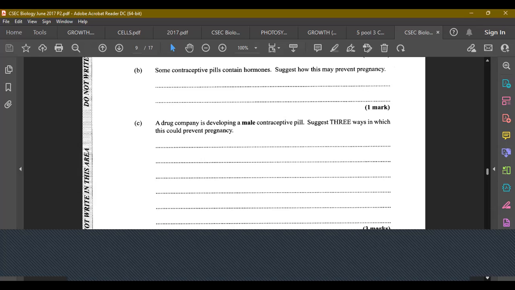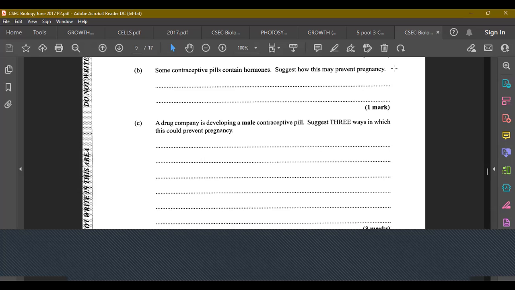All right, so a drug company is developing male contraceptive pills. Suggest three ways in which this could prevent pregnancy. Miss, reduce sperm count. So it could lower the sperm counts, very much so. Oh, sorry. Some contraceptive pills contain hormones, suggest how this may prevent pregnancy. The hormones will thicken the cervix so that the sperm cannot penetrate.